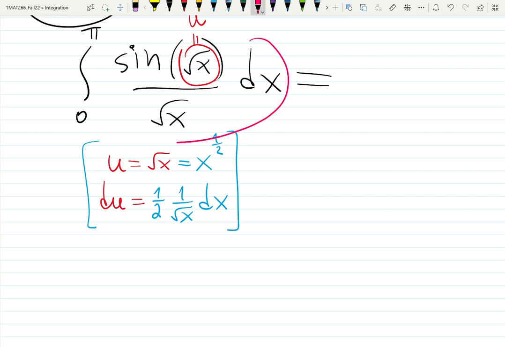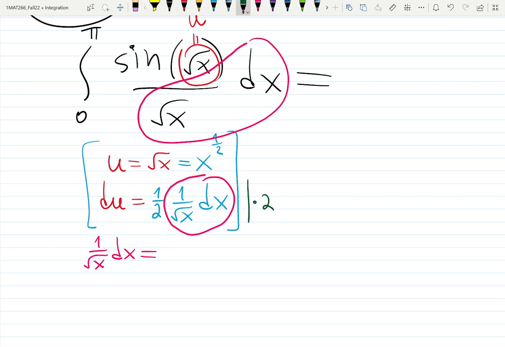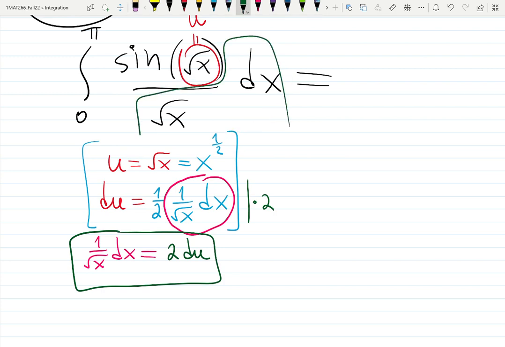I have dx over square root of x. So let's solve for dx over square root of x. Make sense? Let's solve for it. 1 over square root of x dx equals, how do you solve it? Well, let's multiply by 2, and it will be 2 du. Does this make sense? So this box in green will go exactly here. 1 over square root of x dx becomes 2 du.